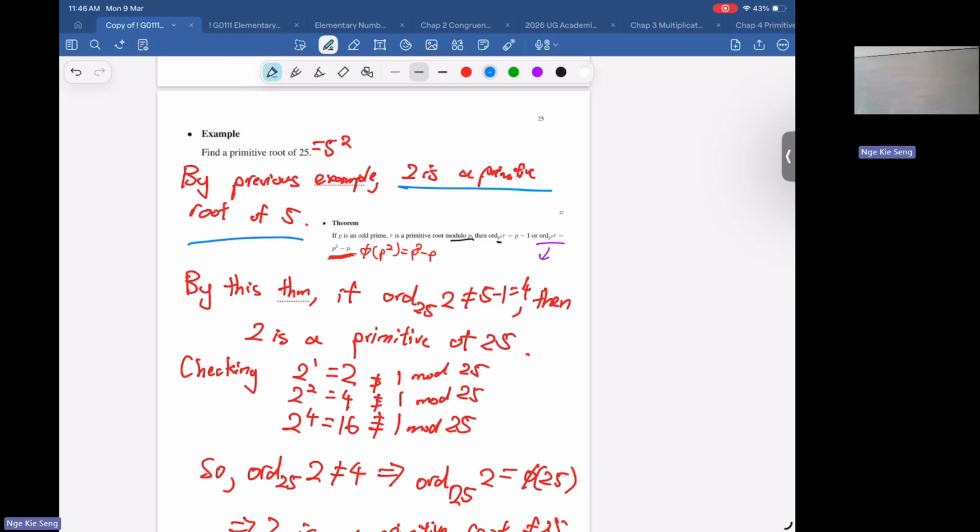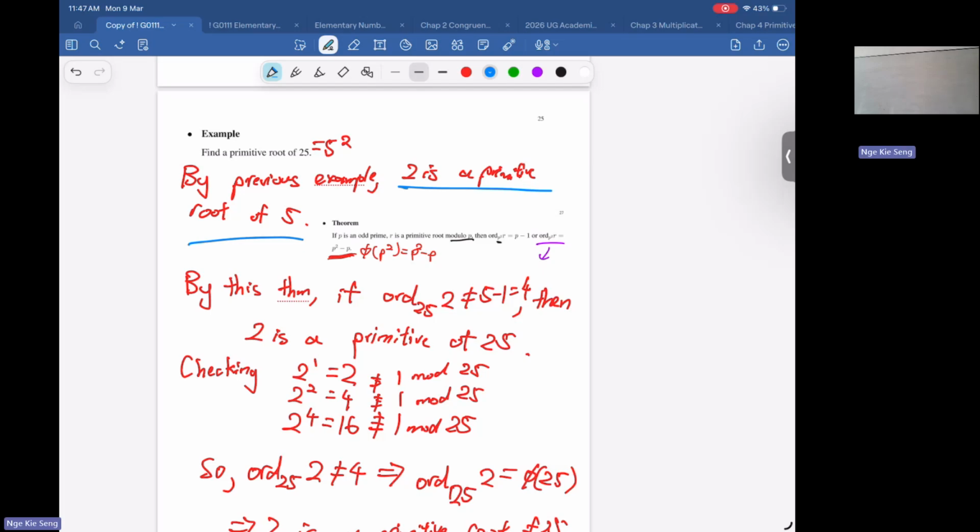So what is 2 to the 3? 2 to the 3 is 8. 8 mod 5 is 3. Okay. And so 3 is a primitive root of 5. And then you go and check 3 to the 1, 3 to the 2, 3 to the 4 is 1 mod 25. If it's not, then it has to be a primitive root. Okay.